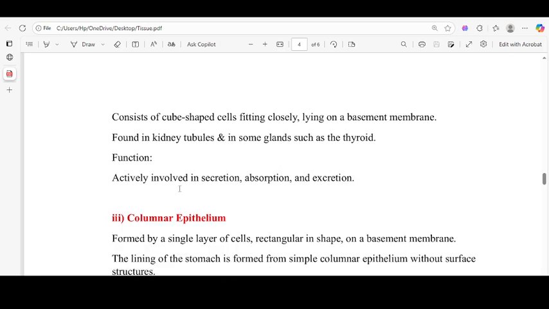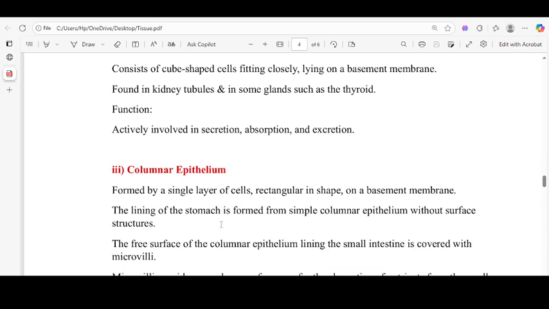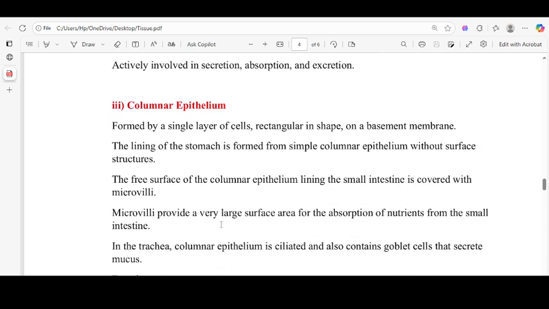And third is the columnar epithelium tissue. Columnar epithelium tissue is formed by a single layer of cells, rectangular in shape, on the basement membrane, and the lining of the stomach is formed from simple columnar epithelium without surface structure, and it is majorly present in the stomach layer.